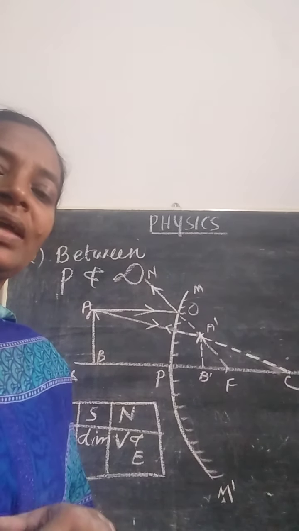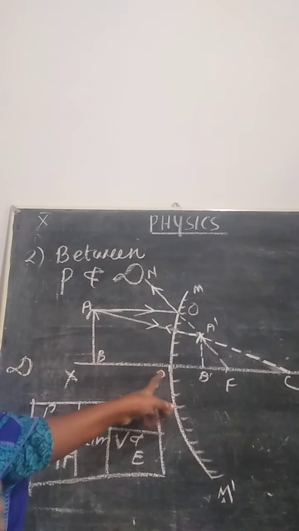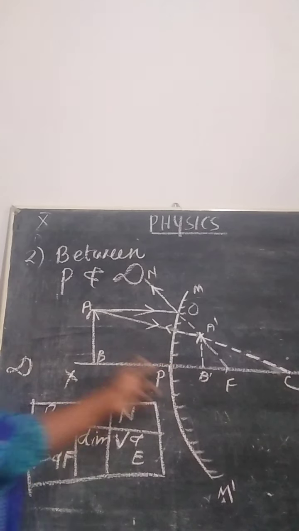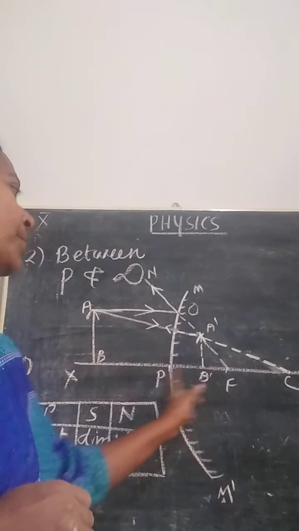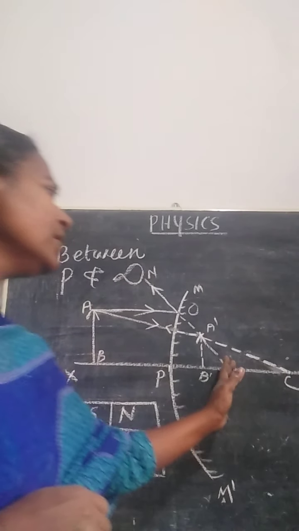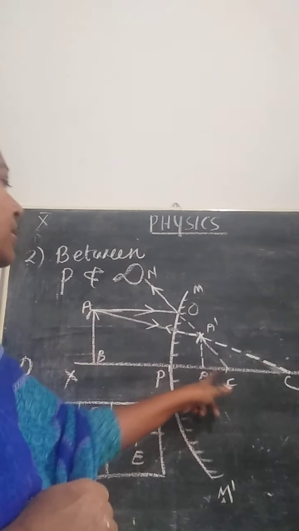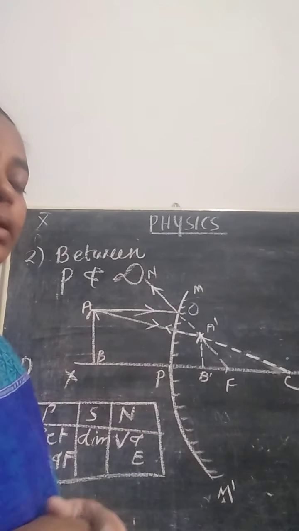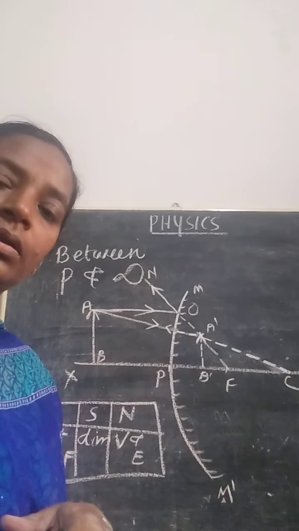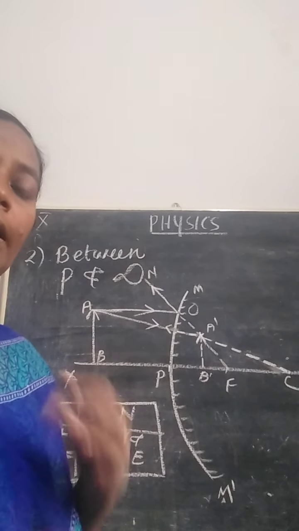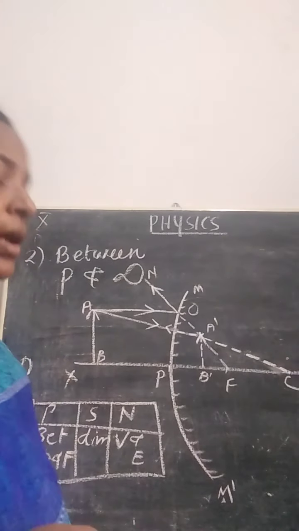Here the object has been placed between P and infinity. So this is the second case. We can keep an object anywhere between P and infinity, and we will always get an image between P and F. So we will never get the image beyond the principal focus, but we will always get it in between P and F of the mirror. That is always virtual, always erect, and always diminished or smaller than the object placed, and the position is in between P and F. So these are the details of the image formed by a convex mirror.